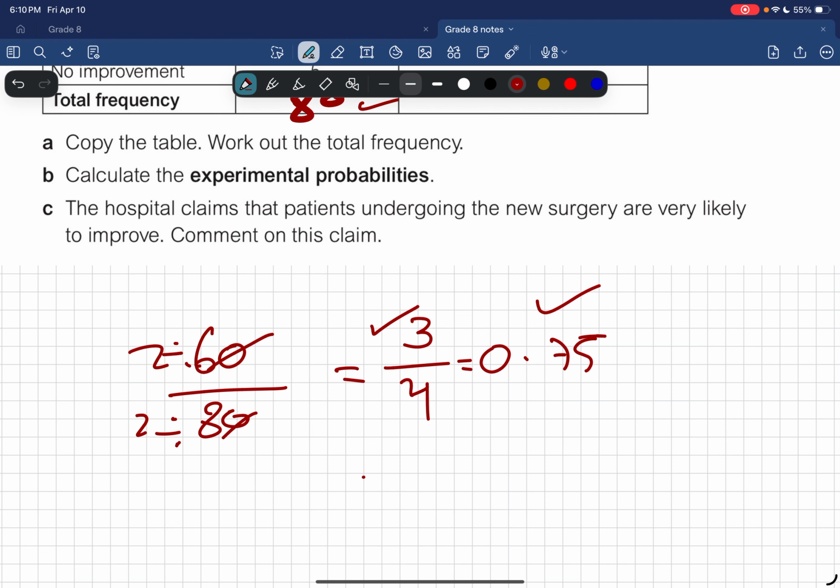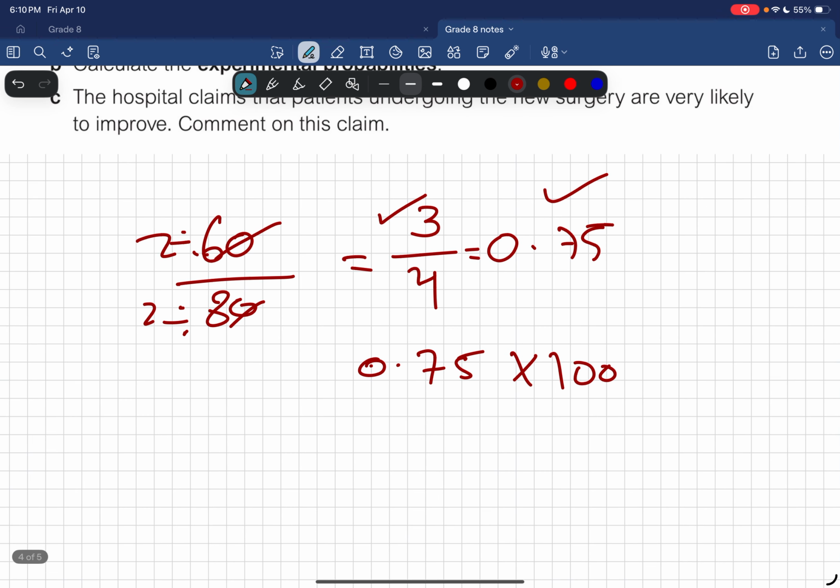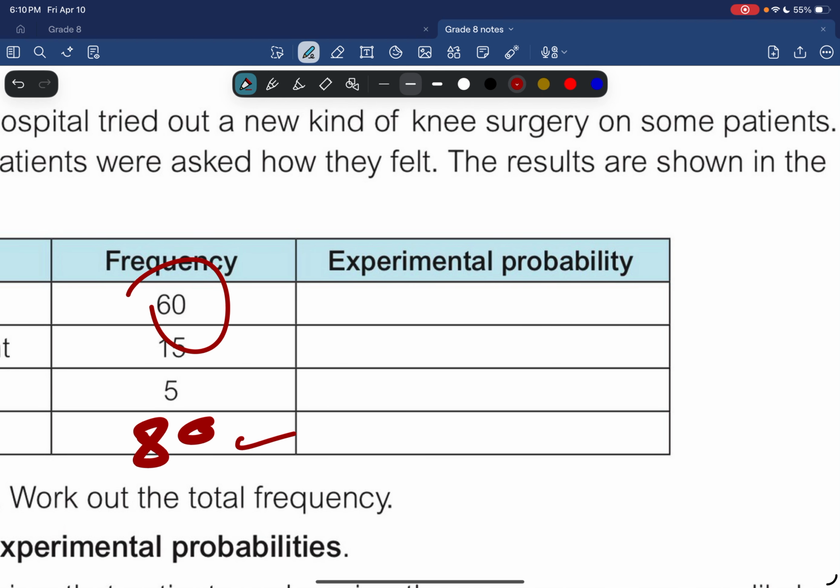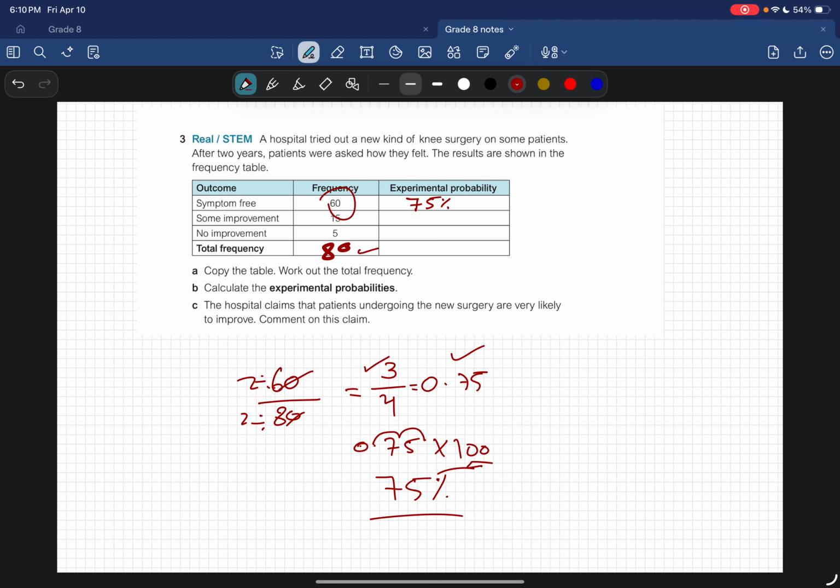Let's say take the decimal 0.75 and multiply by 100. When you multiply a decimal by 100, it will give you the percentage, which in this case is 75%. Why, mister? Because the decimal point jumps two places to the right, since we have 2 zeros there in the multiplication. So there is a 75% chance of having no symptoms, or symptom free. That's for symptom free patients.